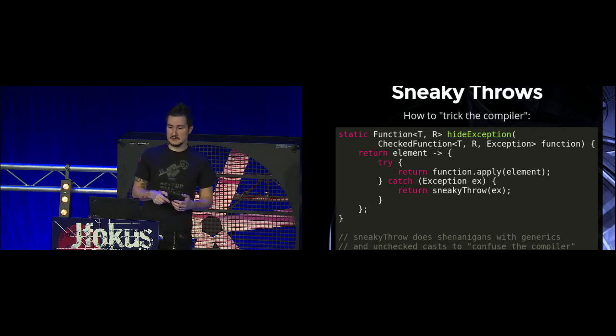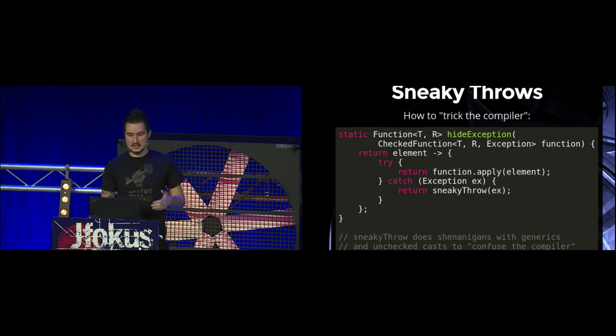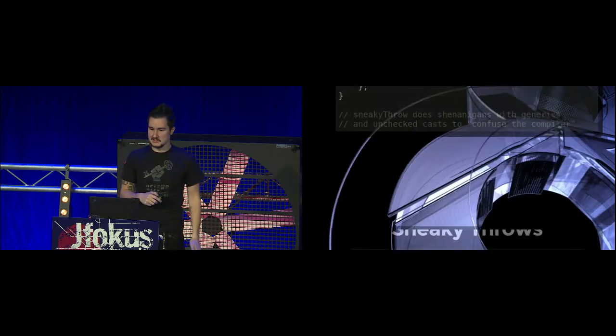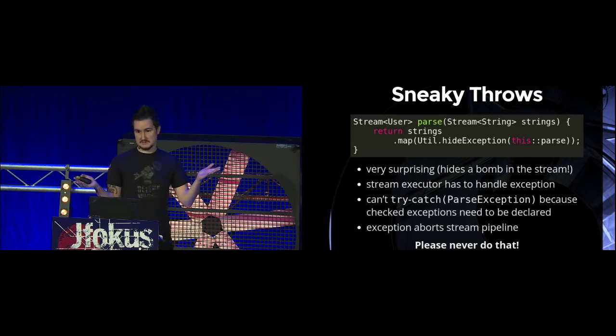Here I create a new function with a lambda expression, taking whatever element I get and trying to apply the function. If it doesn't work, I use this sneaky throw thing. The sneaky throw is that you can use generics and suppress unchecked warnings. You can get the compiler to not find out that you're actually throwing a checked exception. You can look at this implementation online, but I'm not recommending this anyway, so I didn't show it here. With that, I can do this. I can now say, I take this parse function, pass it into hide exception, and then it just disappears, right?